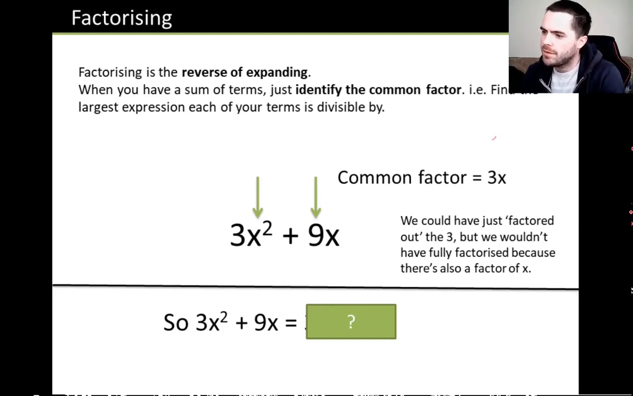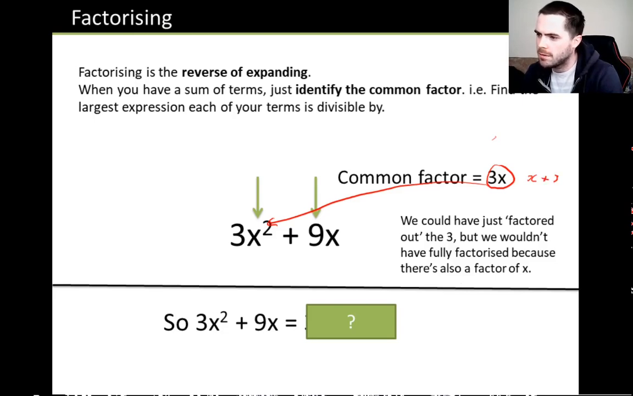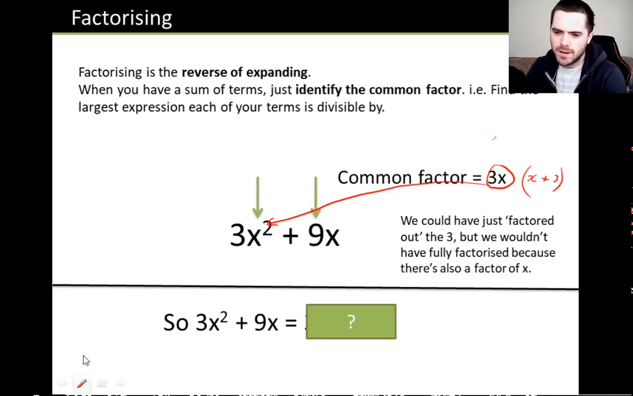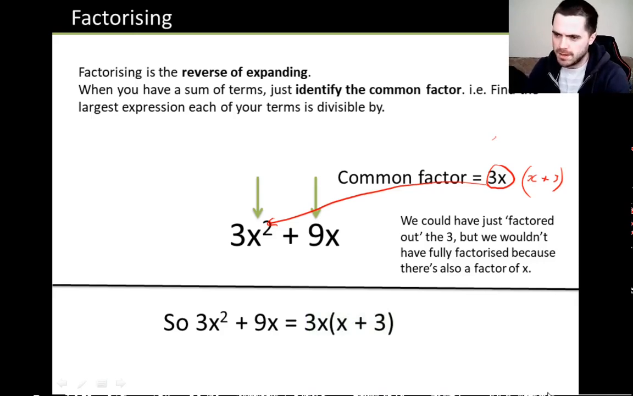There we go. So if I wanted to multiply 3x, what would I multiply it by first to get 3x squared? 3x times x would give us 3x squared. And then this 9x, what would I multiply 3x by to get 9x? Well, that would be a 3. So in order to fully factorise it, what we are left with is 3x times x plus 3.